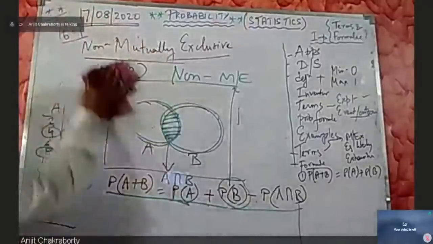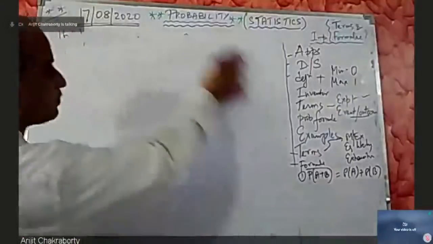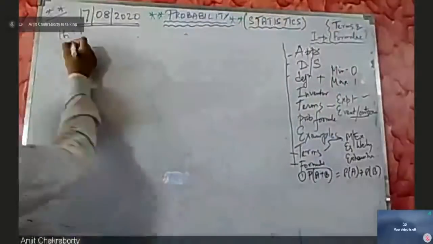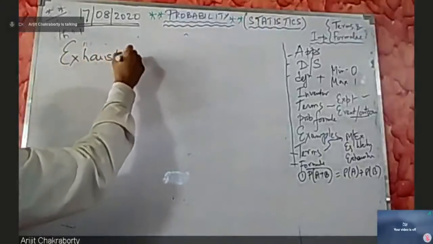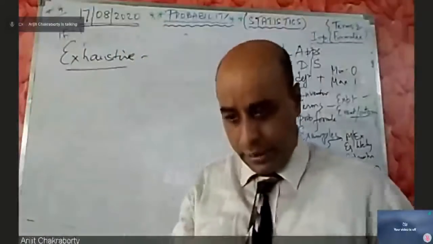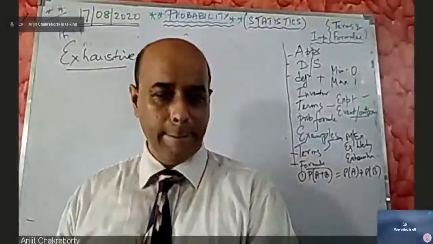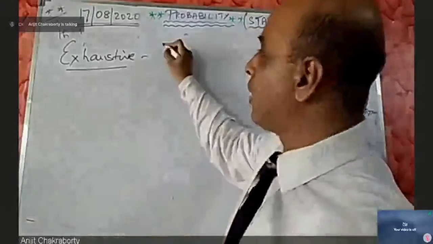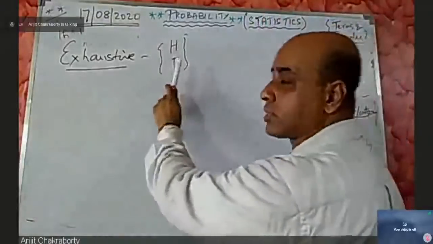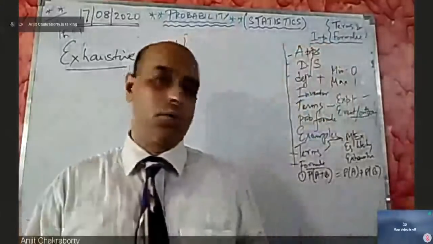What is the next concept? Next idea is exhaustive events. So these are easier ones. Exhaustive and equally likely. So exhaustive. What do you mean by exhaustive events? Exhaustive events means, say I toss a coin, head or tail. That means exhaustive means when I write head or tail for tossing a coin, these are exhaustive events, which means that there cannot be any other outcome.